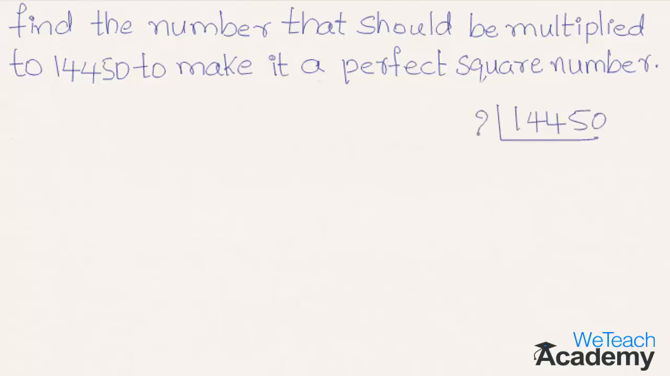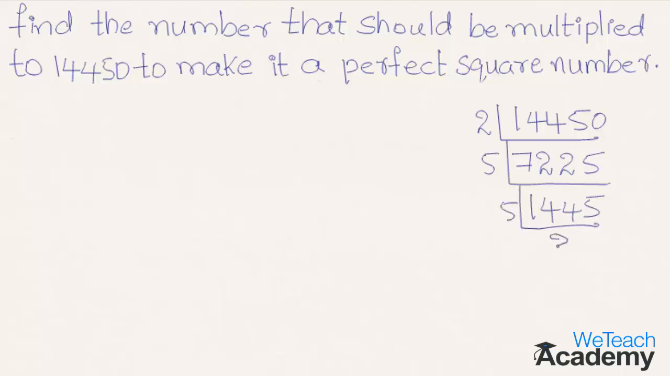So here 7225 times 2 is 14450, and again 1445 times 5 is 7225, and now again 289 times 5 is 1445, and 289 can be written as 17 into 17, which is equal to 289.